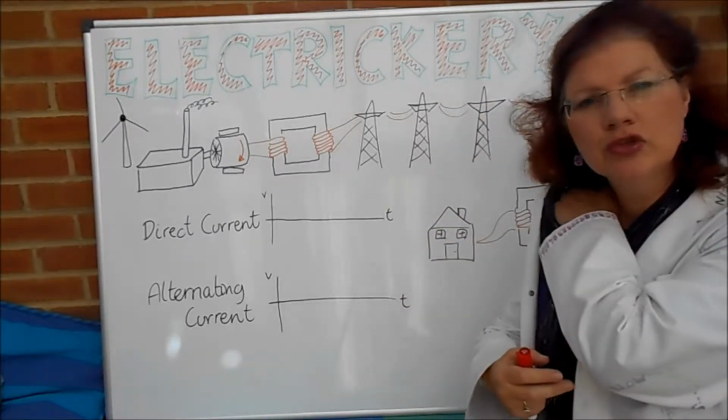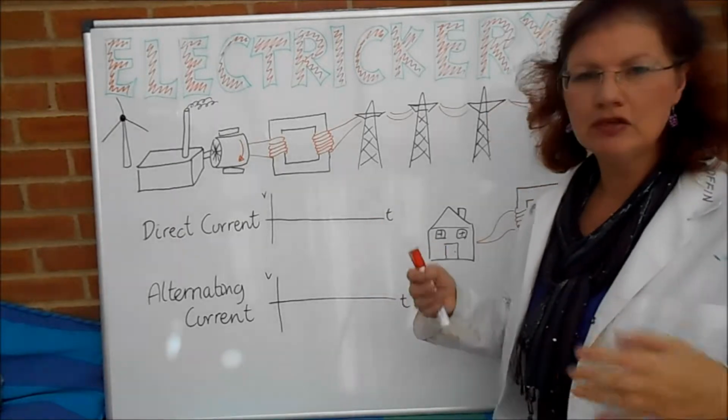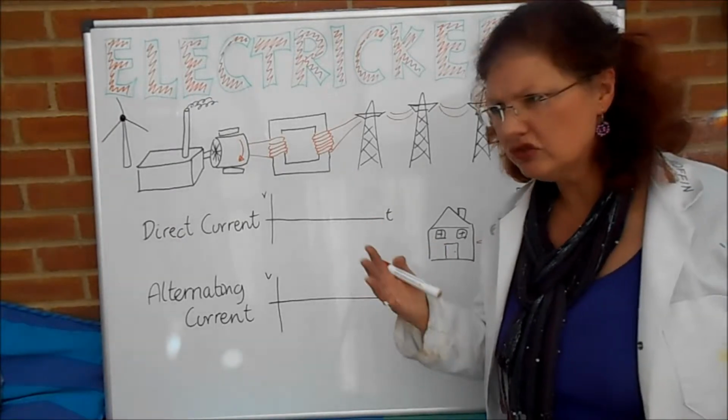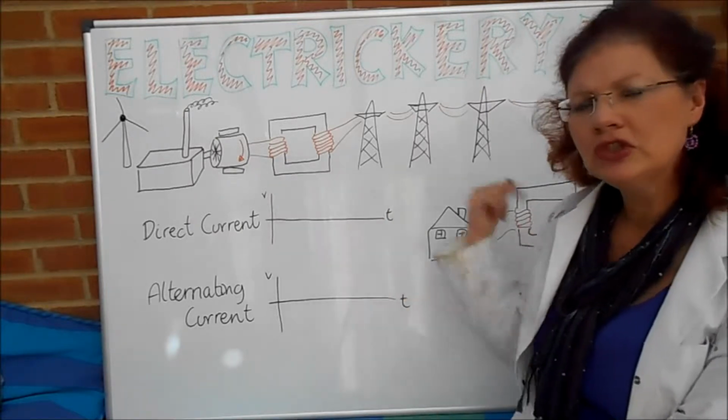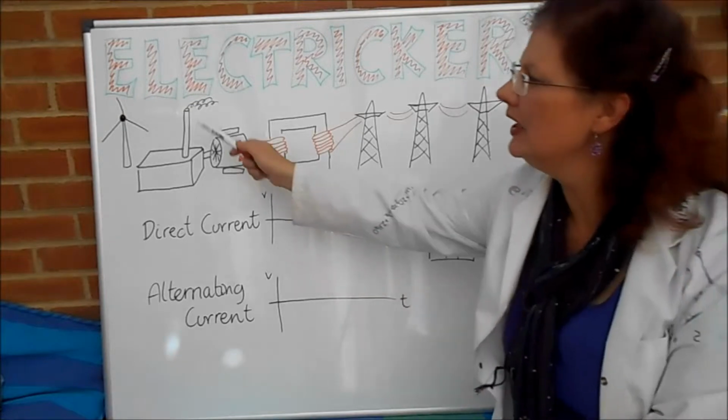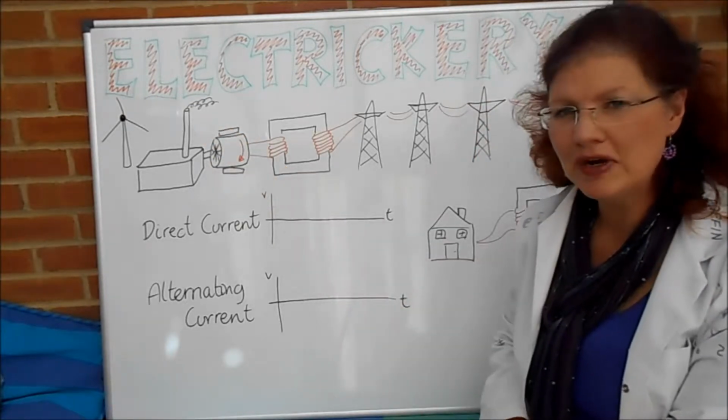Occasionally people don't use the national grid. If you're in very rural areas you might generate your own power locally, but most countries have a national grid of some form. So, first thing I'm going to do is just talk you through my fabulous diagram over here. On the left here we have ways of generating electricity.